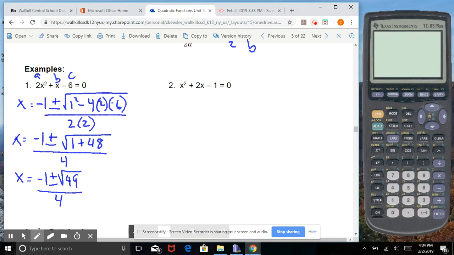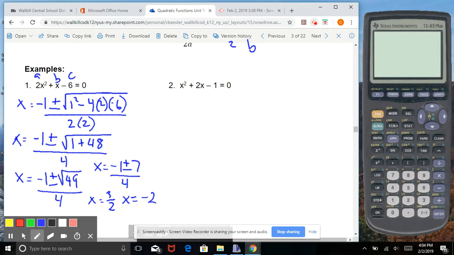Now, in this case, it's pretty easy because the square root of 49 is a whole number. So we can take the square root. X equals negative 1 plus or minus 7 over 4. And now we get 2 answers. X can be equal to negative 1 plus 7, which is 6, divided by 4, which is 3/2. Or x can be equal to negative 1 minus 7, which is negative 8, divided by 4, which is negative 2. So our roots are 3/2 or 1.5 and negative 2. And these are rational roots because they both can be expressed as fractions.